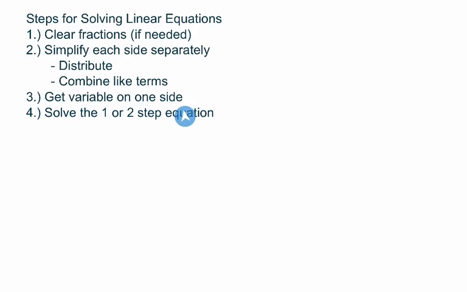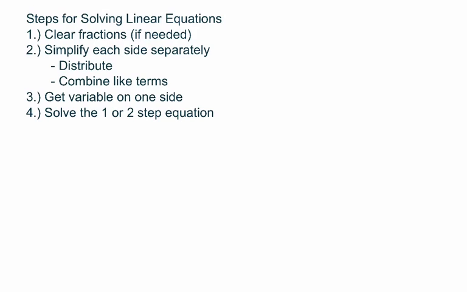Step 3, this is where I lose a lot of Algebra 2 students. This particular step does not, for whatever reason, get clear in Algebra 1, but you're going to get the variable on one side, and then you will solve the resulting 1 or 2 step equation. And at that point, you will have a 1 or 2 step equation, which I believe all of you can solve. So let's take a look at an example.